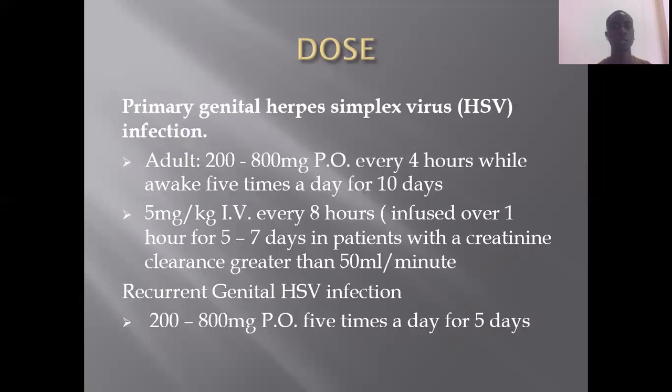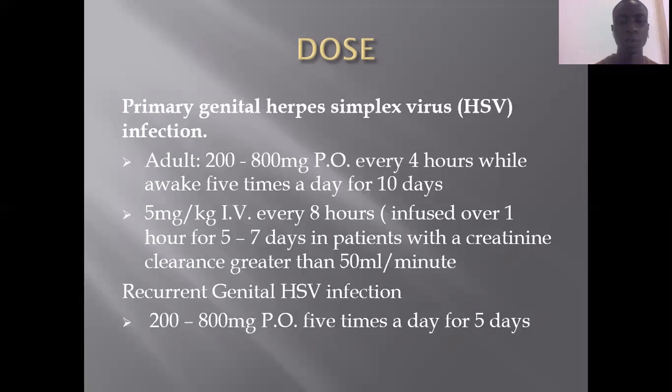Dose: primary genital herpes simplex virus. Somebody has genital herpes simplex virus. You give an adult 200 to 800 milligrams orally every 4 hours while awake, 5 times a day for 10 days. You can give 5 milligrams per kg body weight IV over 8 hours infusion in 1 liter for 5 to 7 days in patients with creatinine clearance greater than 50 mL per minute.